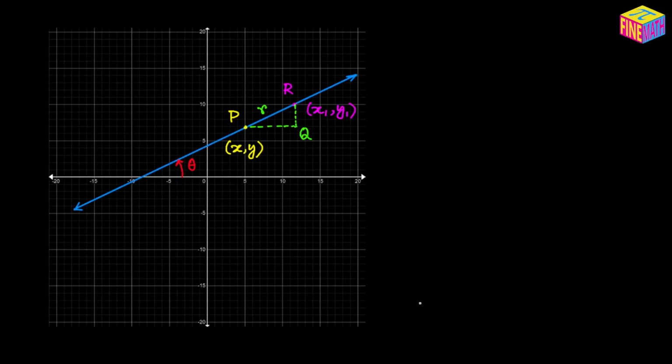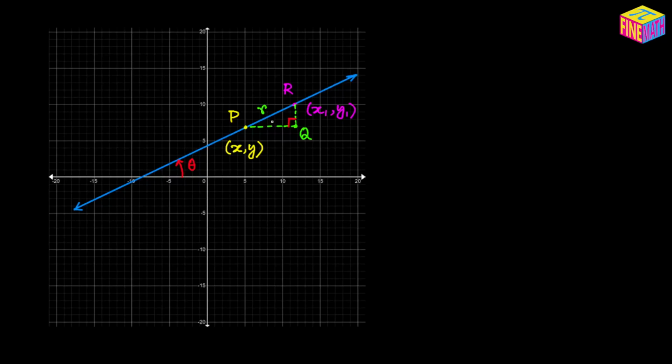So I drew a line parallel to the x-axis from P, and the line segment is PQ, and then also I dropped a perpendicular from R onto PQ, and they both met at the point Q. So Q is the point where the line parallel to the x-axis and the perpendicular line from R met each other, right? And obviously the angle PQR would be a right angle, because those two line segments are perpendicular to each other.